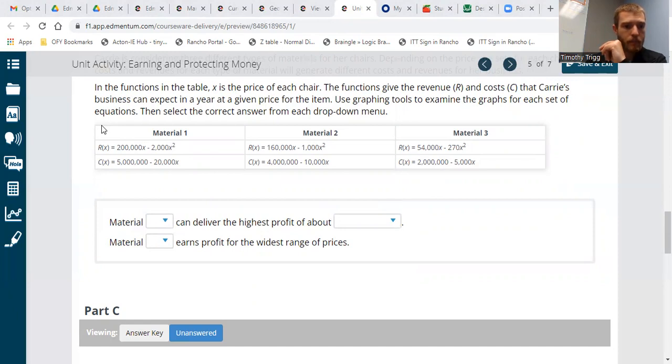200,000X. And you know what? You should write all this down, because if you write all this down, it'll make a lot more sense. So here's our revenue equation. And we want to minus the cost equation. So we're going to minus this cost equation here. So that's 5 million minus 20,000X.